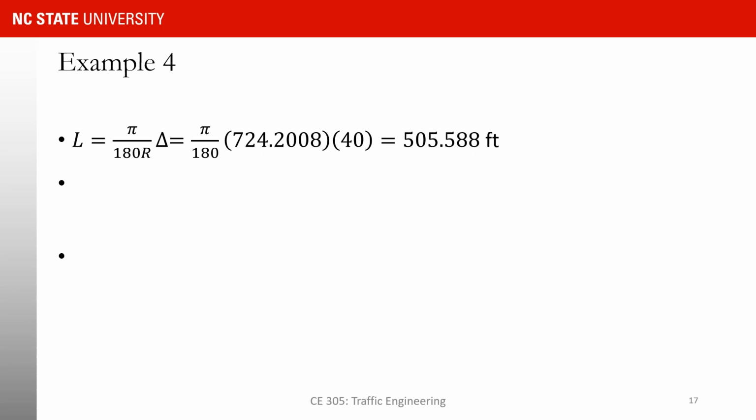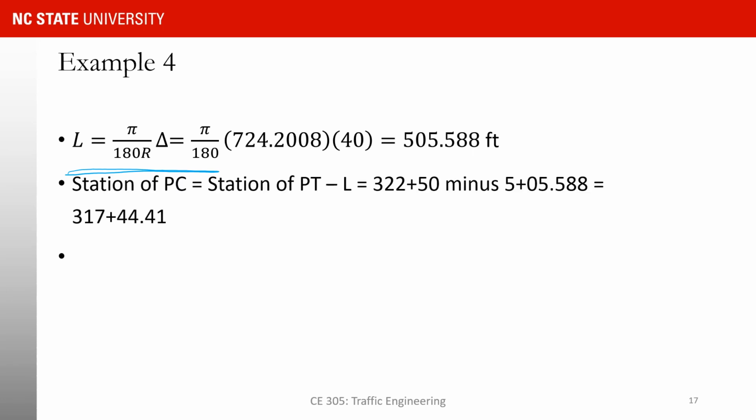So we find the length of the road. That is going to be just putting everything into this equation. L is going to be equal to pi over 180 divided by R into delta. So the length is going to be 505.588. Station of PC is going to be equal to station of PT minus L. So if you just do that, you get this station for PC.